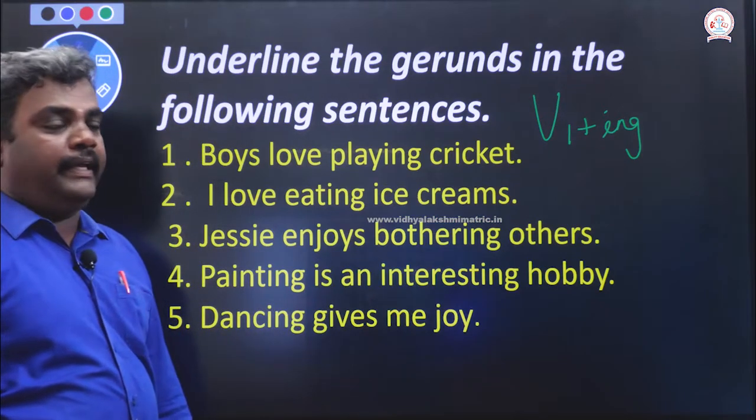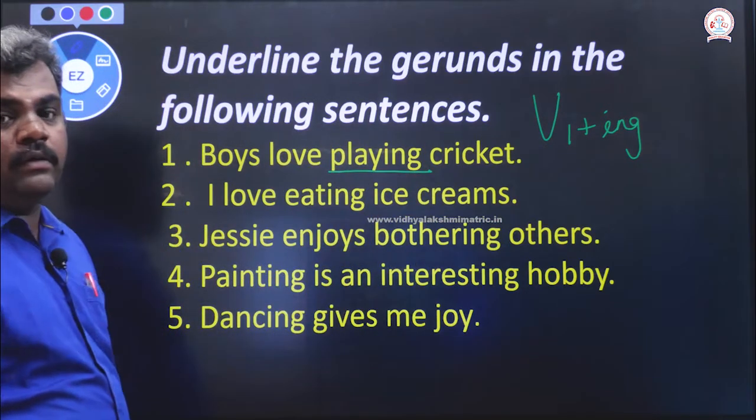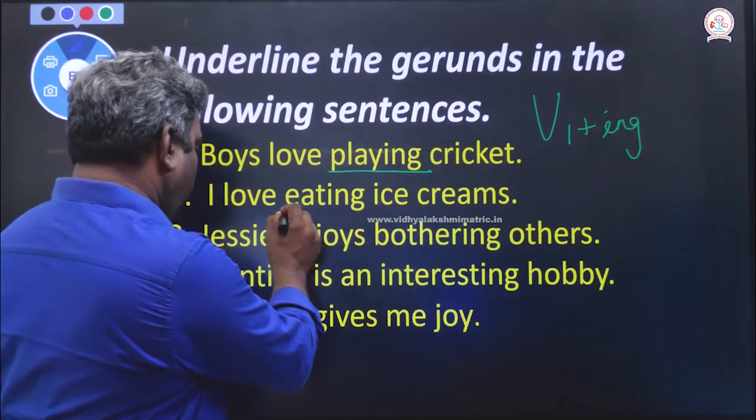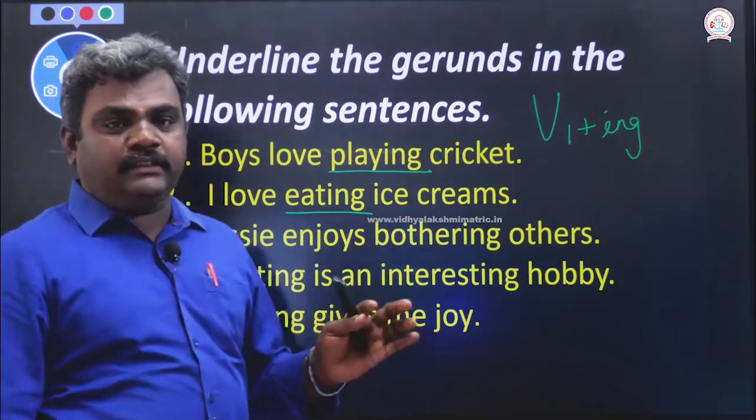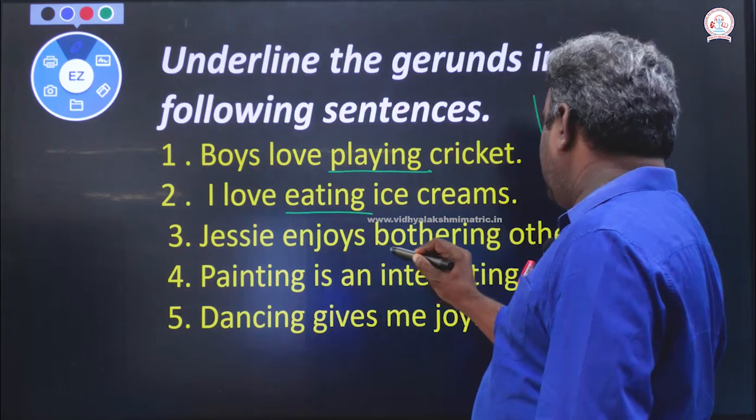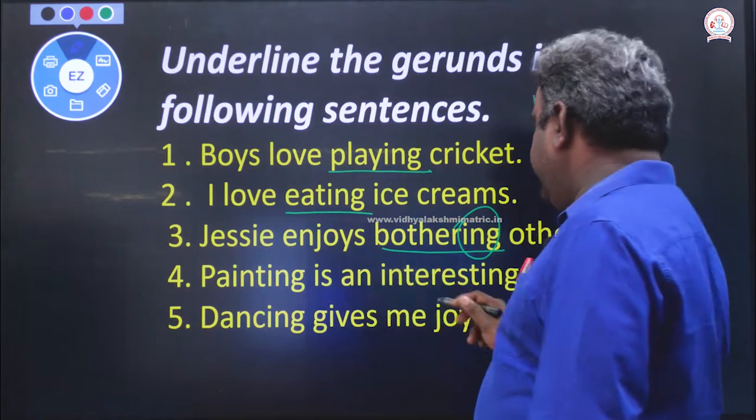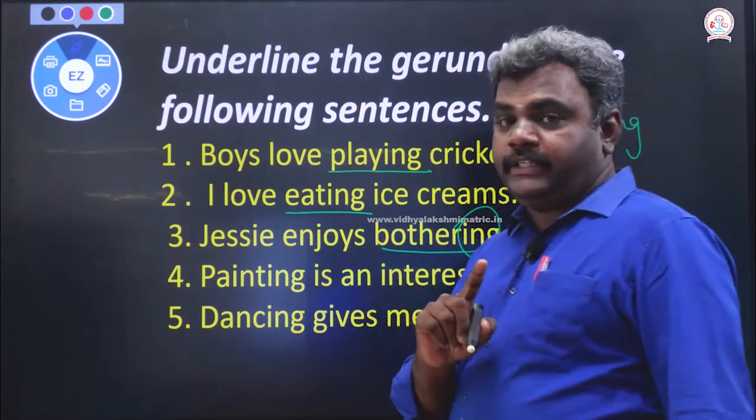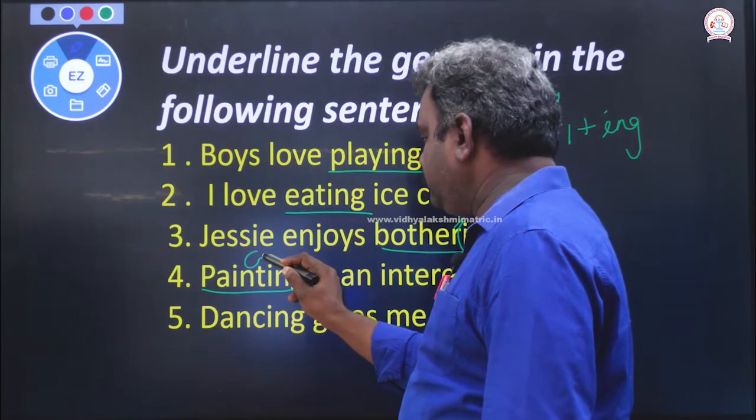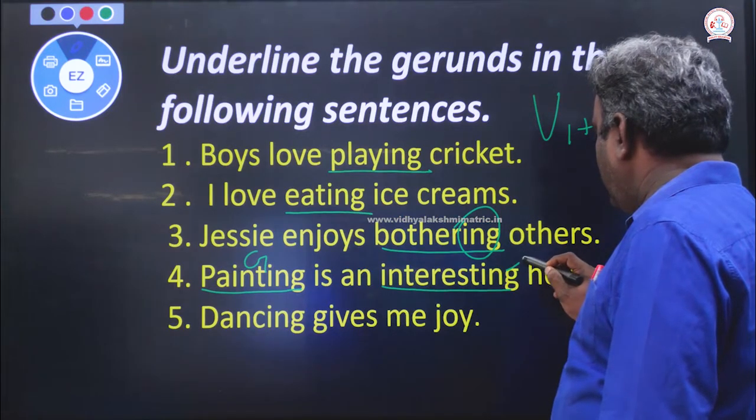Boys love playing cricket. Here, this is a gerund. I love eating ice creams. Here, everyone knows it, eating, because this is third standard grammar or fourth standard grammar. It's not a problem at all. Jesse enjoys bothering others. ing form. Painting is an interesting hobby. Look at this. This is a gerund. Interesting, this is a participle.